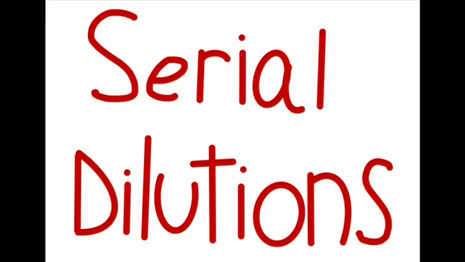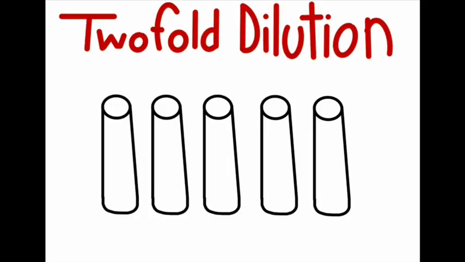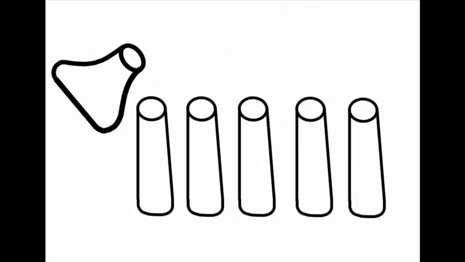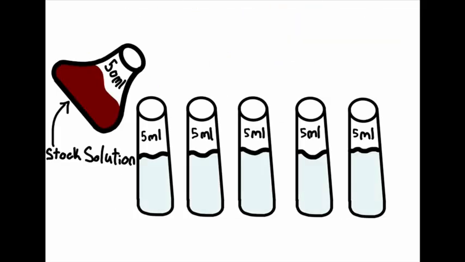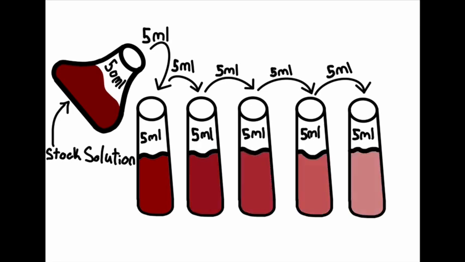Hi, this is Mia and I'll explain serial dilutions. We'll start off learning a 2-fold dilution. Here we're setting the problem up. As you can see on the left, in a beaker there's 50 milliliters of stock solution, and then there are 5 milliliters of diluent. Next we will add 5 milliliters of the stock solution into each tube of the diluent.